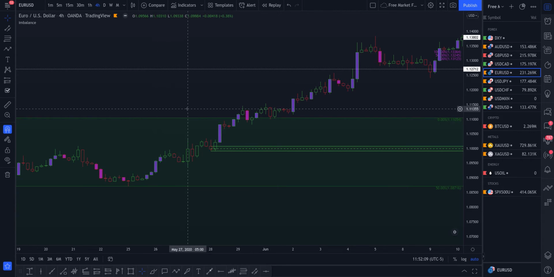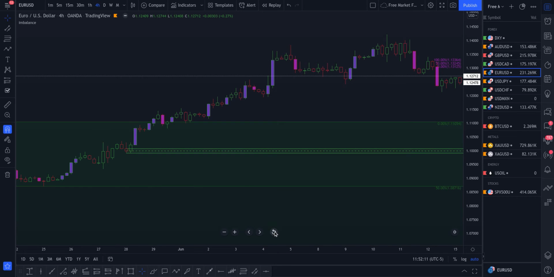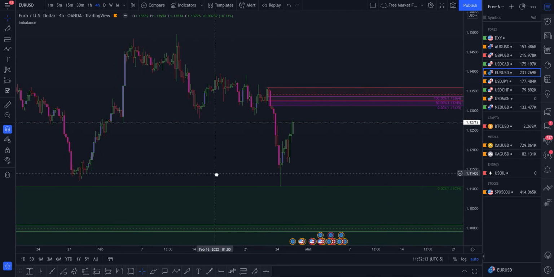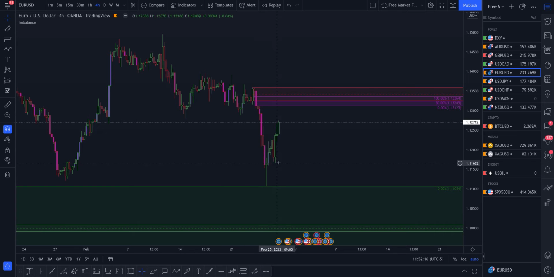This has already been tapped into. So I like this better because, again, it has not been tapped into. So I would probably be looking for a long from there. This one has already been tapped into. This imbalance has been filled. So yes, maybe looking for longs down in this area.